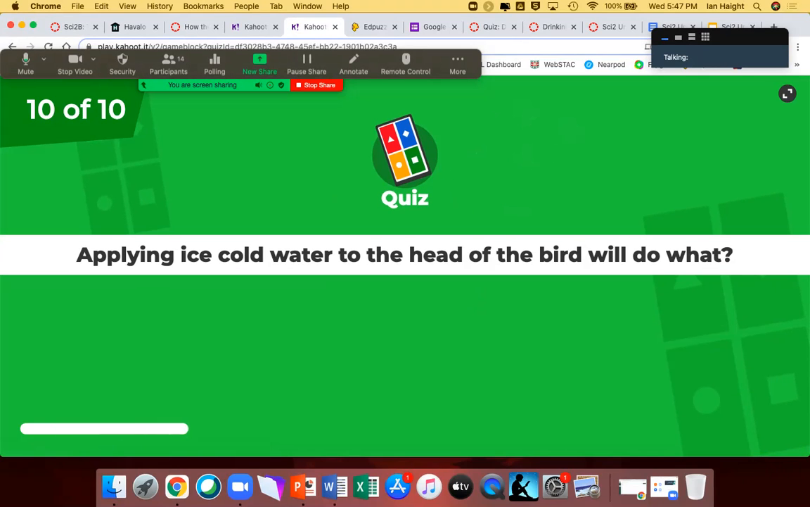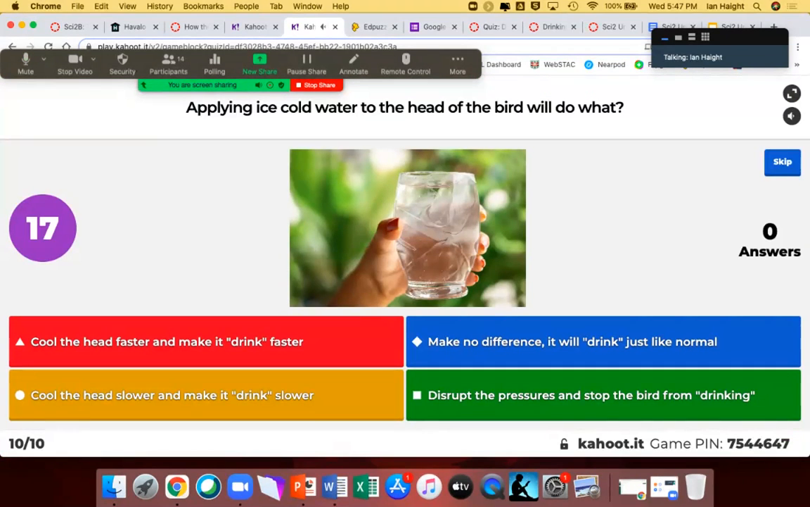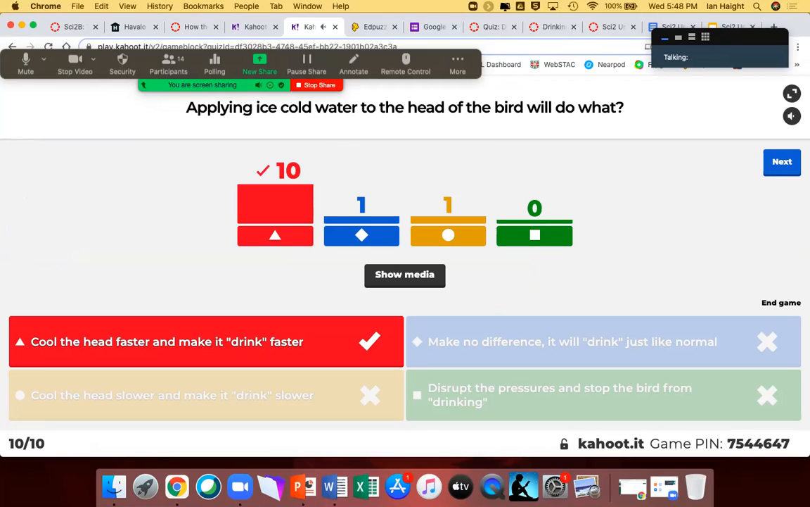Last question. Applying ice cold water to the head of the bird will do what? Very good. Most of you got that. Again, that it will cool the head faster and make it drink faster. Even though technically evaporation would be a little slower with cold water, the fact that the water's cold, that cold temperature that it brings with it, that's what will cause condensation in the head bulb.